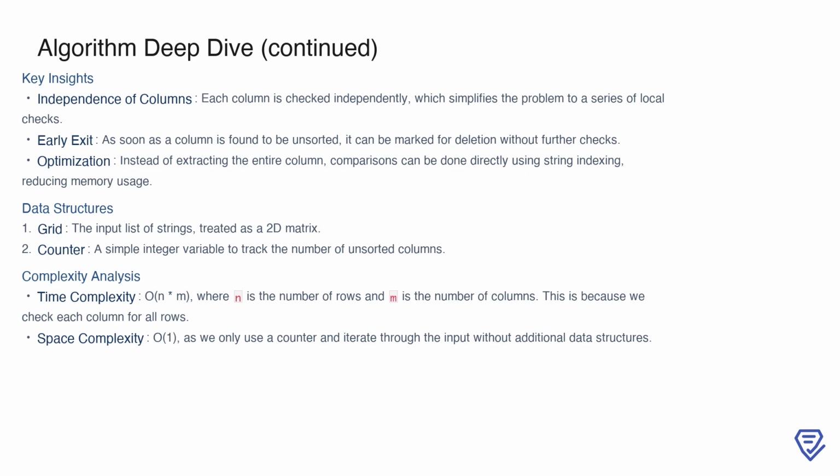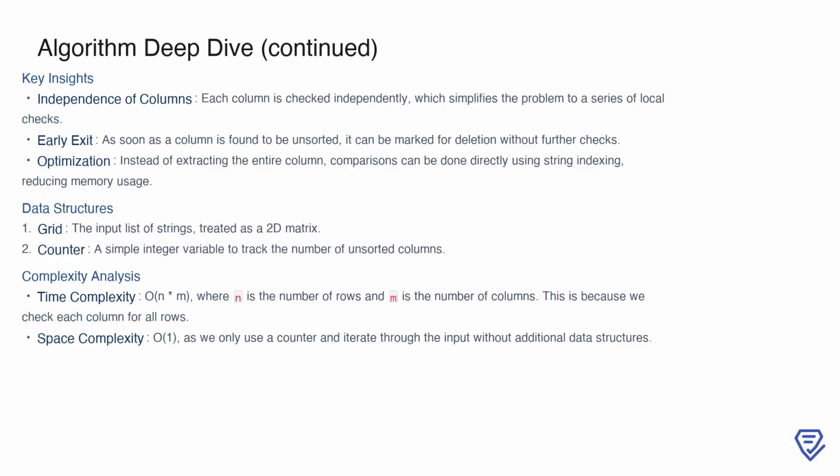The input grid is treated as a 2D matrix, and we use a simple integer variable as the counter to track unsorted columns. In terms of complexity, the time complexity is O(n * m), where n is the number of rows and m is the number of columns, as we are checking every column across all rows. The space complexity is O(1), since we only use a counter and perform operations directly on the input without additional data structures.